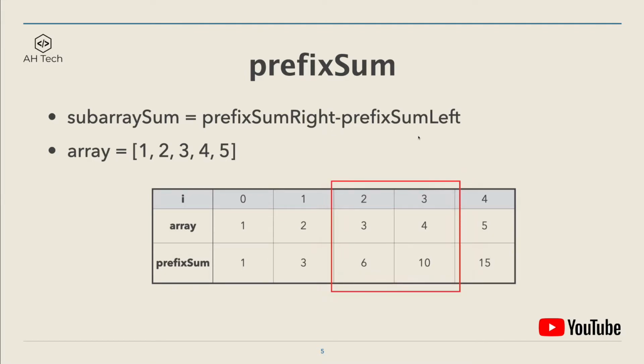So that means that if we want to calculate the subarray sum between index 2 and 3, which is 7, then what we need to do is take the prefix sum right, which is 10 at index 3, and minus the prefix sum left at index 1, which is 3, and 10 minus 3 is 7, which is the subarray sum here.